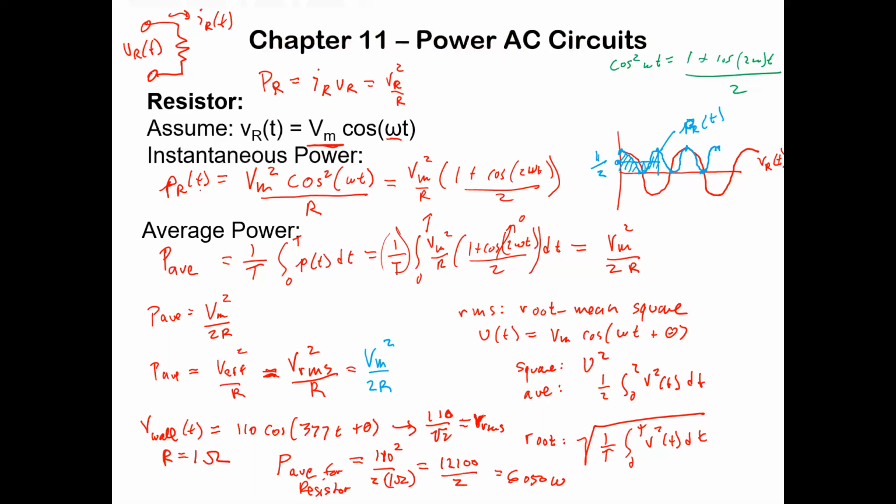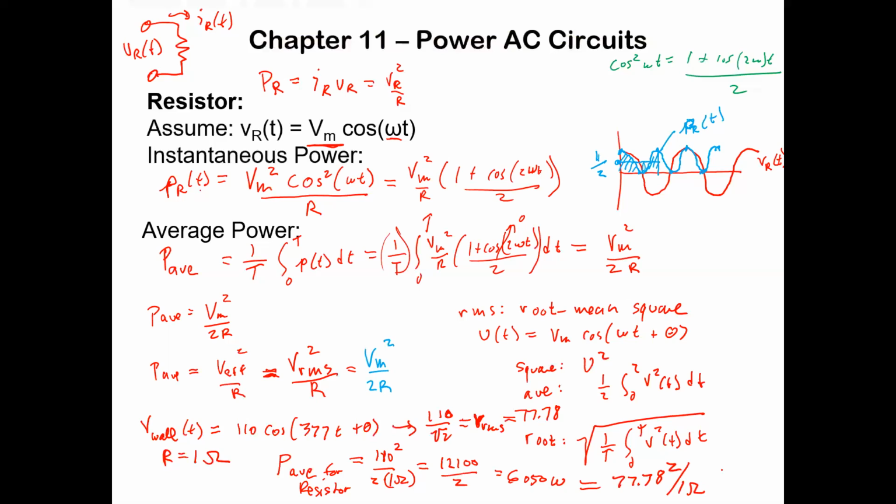What'd you get? 77.78. Okay. Now, if you take 77.78 and square it and divide by 1 ohm, you should get 6050. Is that right? You want to try that?